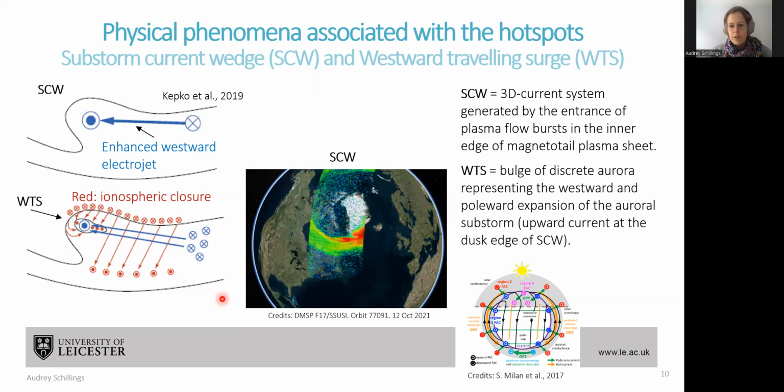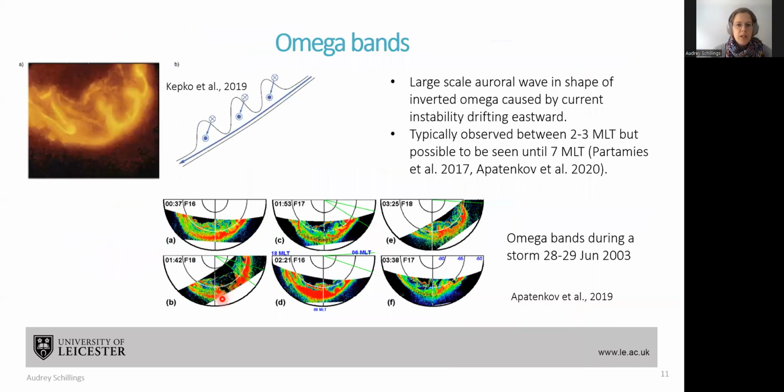You also have to know that the westward traveling surge is not always seen. It can be there, but it can also not be there. And we think that this Substorm current wedge and westward traveling surge is actually associated with our evening spikes.